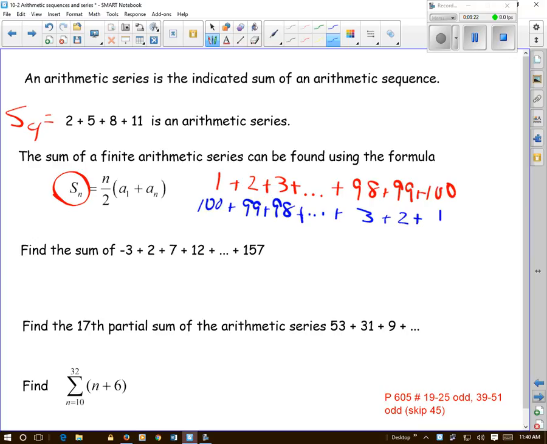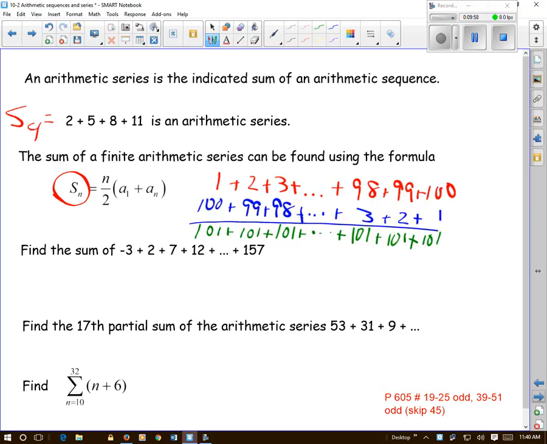Oh, but wait. I noticed something. Look at what we have here. 101 plus 101 plus 101. How many 101s are there? 100. There are 100 of them.